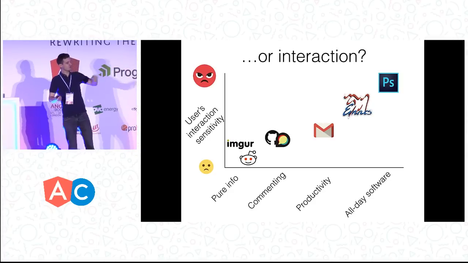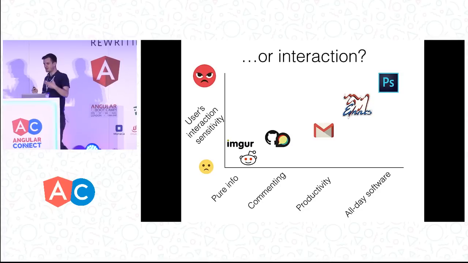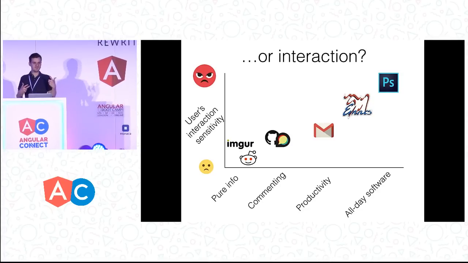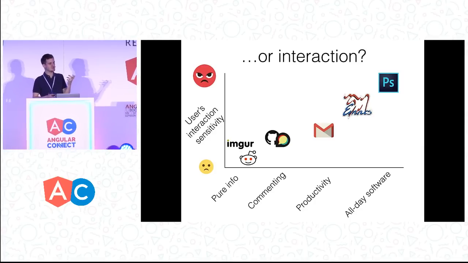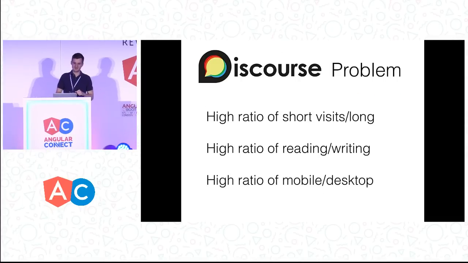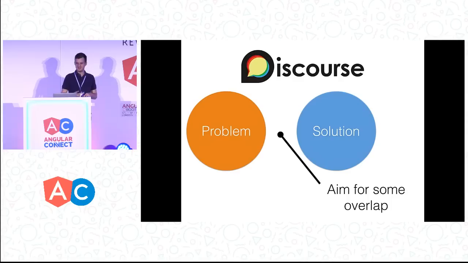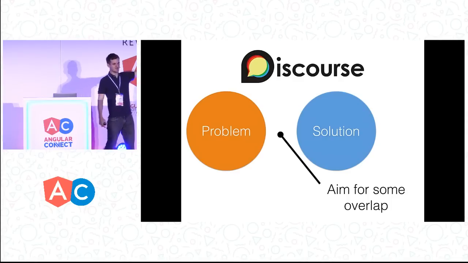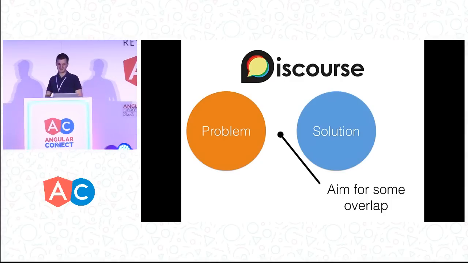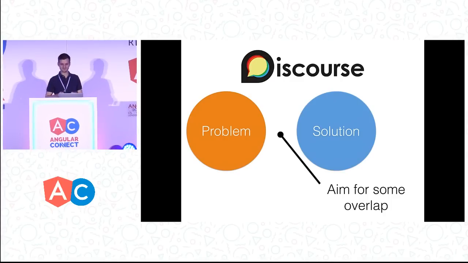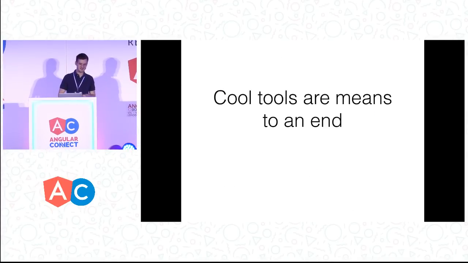Don't optimize that. Whereas if you're building something heavy, like an email client or something that people are going to be sitting around in their browser all day, again, only optimize interaction. That page-to-page time becomes extremely important. So if we think about the problem of Discourse, which is a forum, it's very, very heavily read. It's all about short visits. And the solution, you can see that they basically have no relation. I would really aim for some overlap between those two circles. Makes for a better Venn diagram, and it definitely makes for some happier users if your problem and solution inform each other.